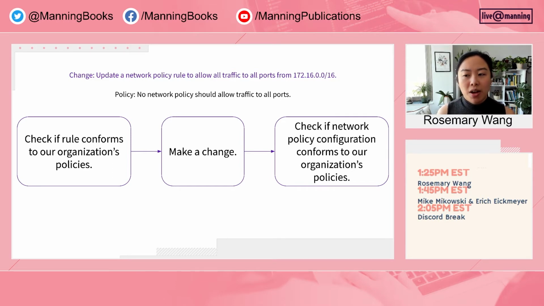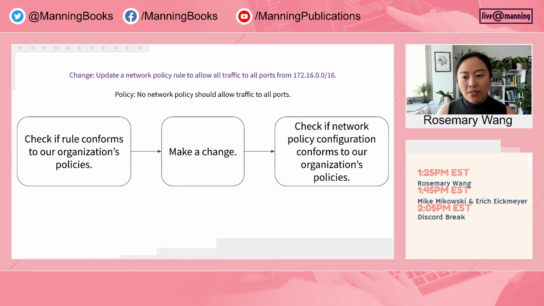If I update this policy rule, I am basically opening traffic from 172.16.0.0 to all ports. So there's something that I need to think about. Do I want to do that? Should I do that? And actually, my organizational policy tells me, hey, we don't really want you to do that. My organizational policy is no network policy should allow traffic to all ports. Basically, the security team wants you to be really specific about which ports the traffic should access.